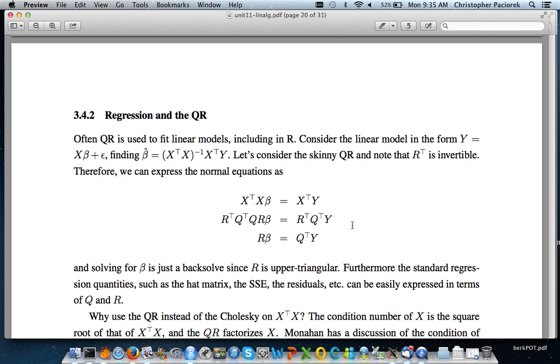And it also turns out that once you've got the R matrix and the Q matrix, there are some very elegant results that fall out when you play through thinking about using R and Q to figure out the residuals, the sum of square errors, the hat matrix, all of the quantities that come about in regression. It turns out you can write them down really easily and compute them really easily once you've got the Q and the R matrices from the QR decomposition.